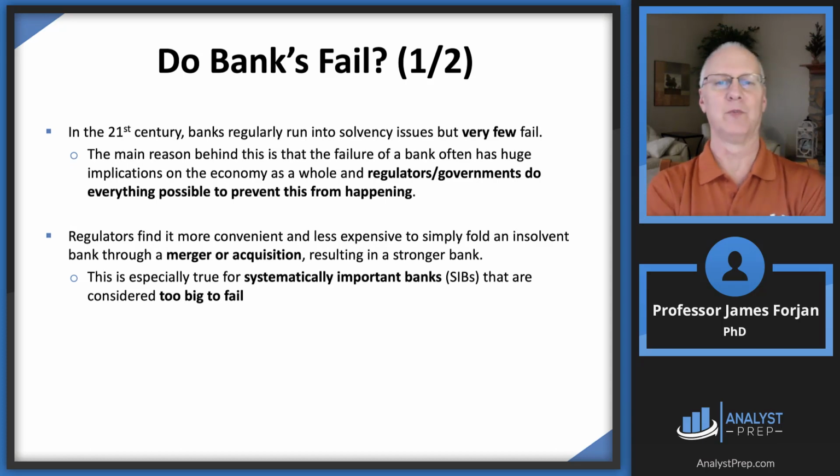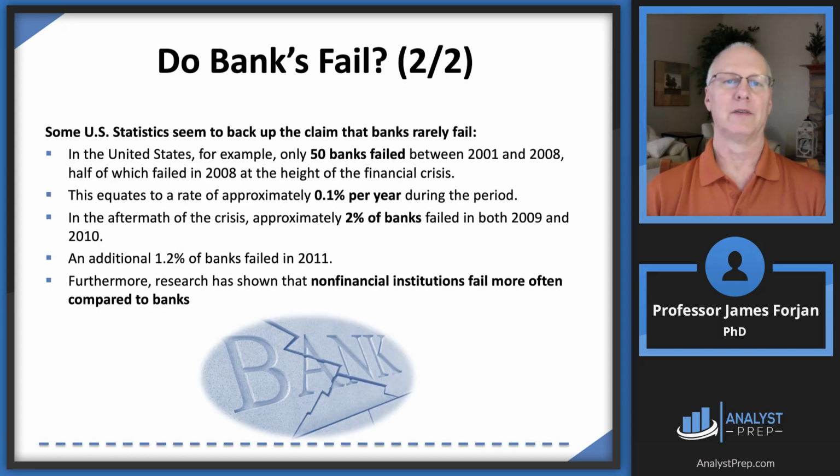Look at that first bullet point there. Banks regularly run into solvency issues, but very few of them fail. Look at the bold that I have in the circled point. Regulators and governments do everything possible to prevent this from happening. And that's why we have these too big to fail banks that are considered systemically important banks. Notice I have mergers and acquisitions in bold there.